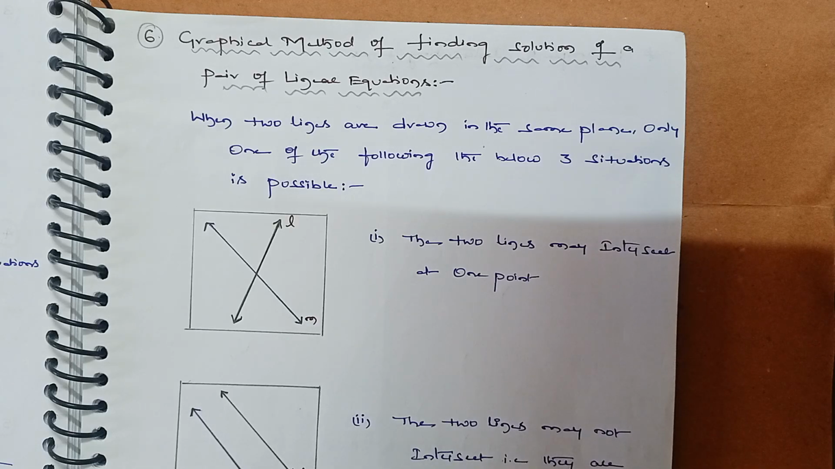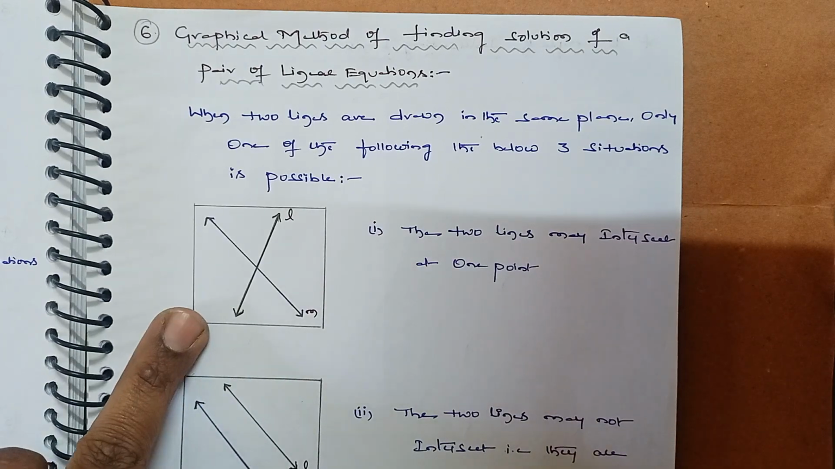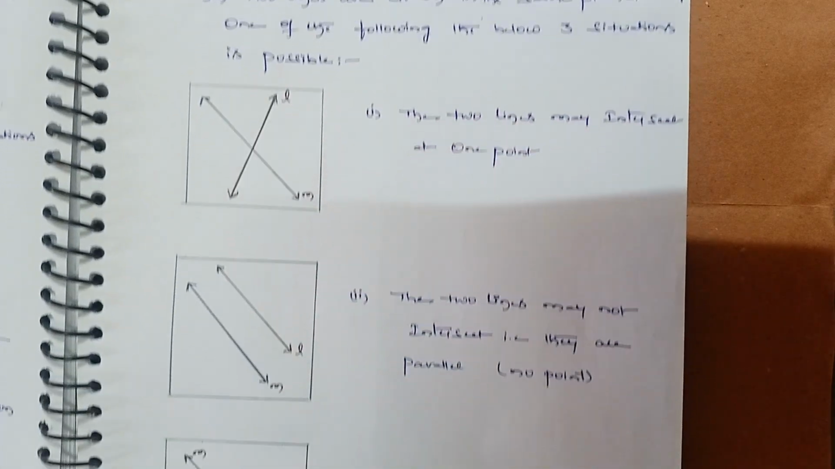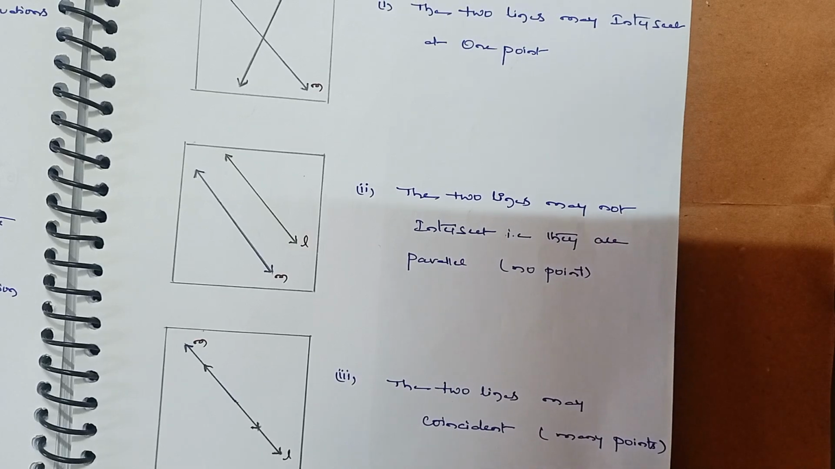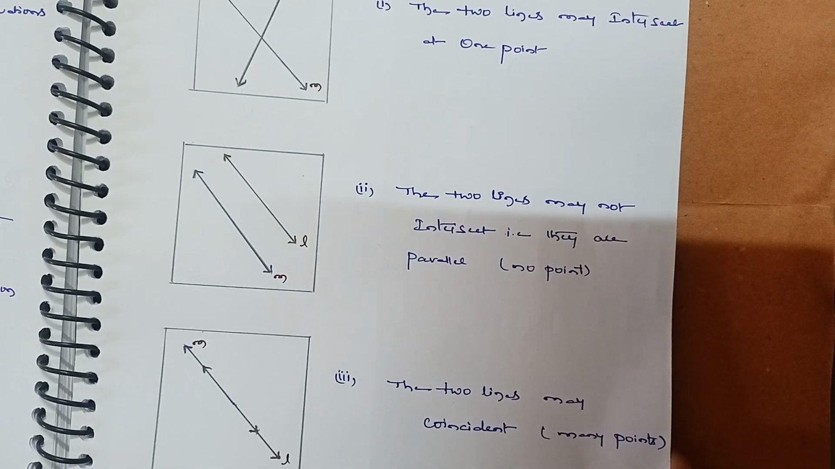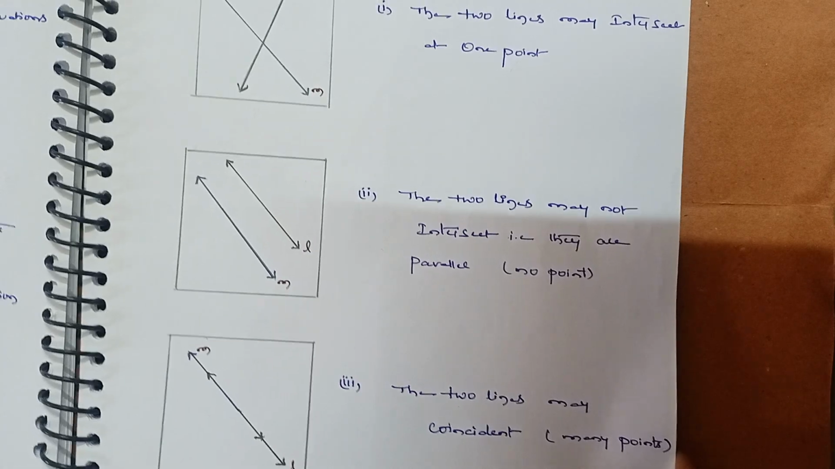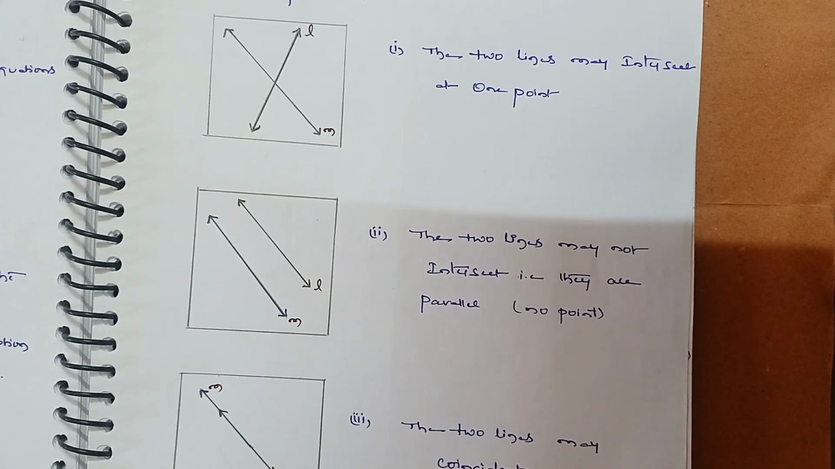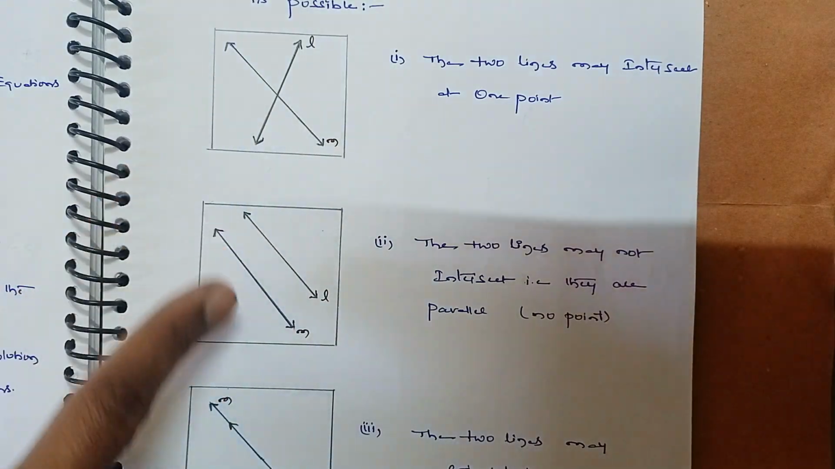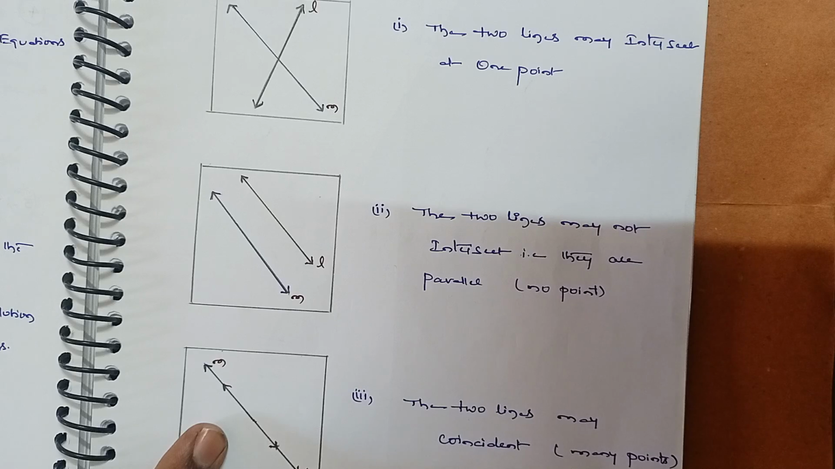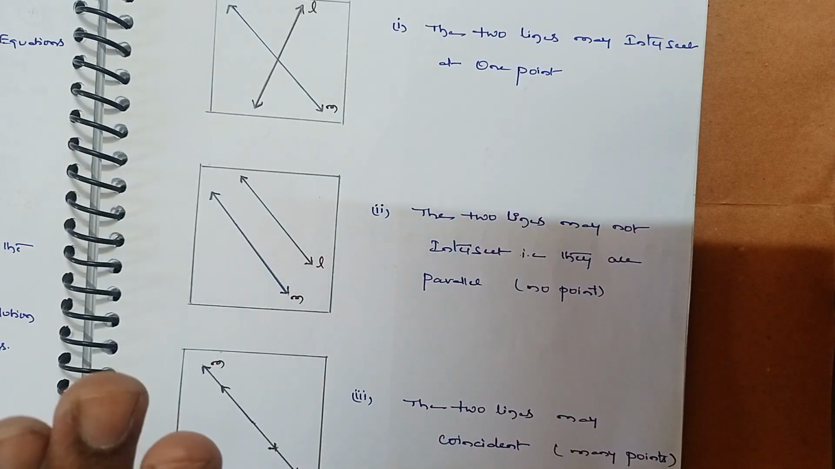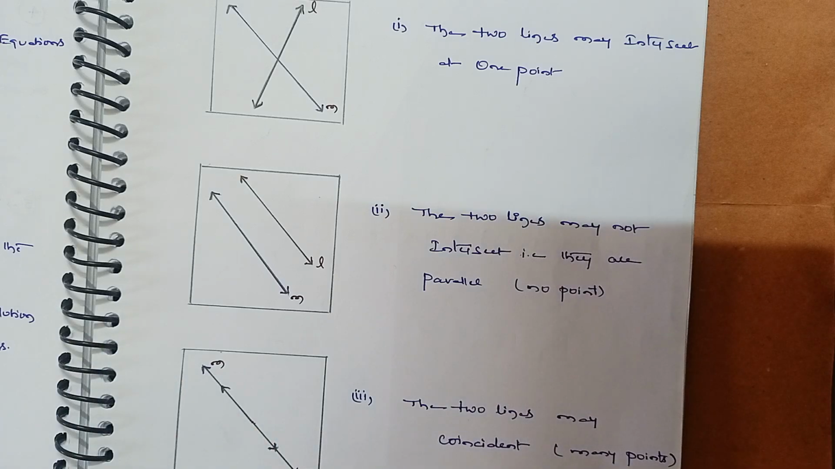See, as we know, if we are talking about two lines or a pair of linear equations, how many possibilities are there? It may be intersecting lines, it may be parallel lines, or it may be coincident, one upon the other. Other than these three, no other case happens. So in nature, it can be either intersecting, parallel, or coincident. Other than this, there is no other chance to get the output.